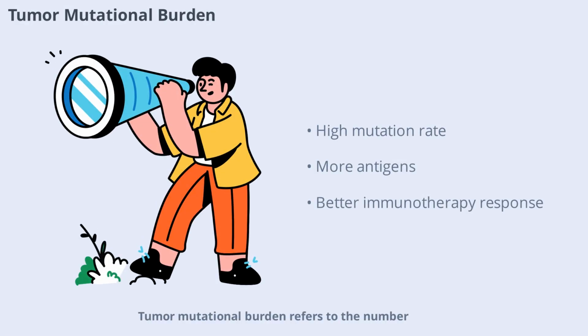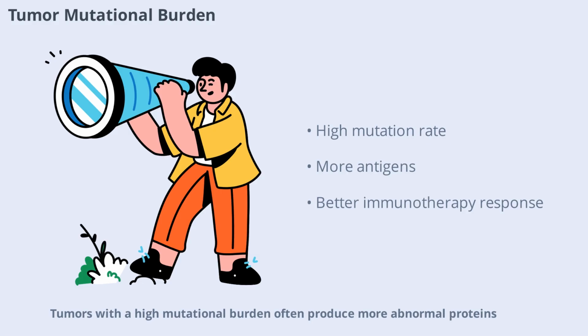Tumor mutational burden refers to the number of mutations present in a tumor's DNA. Tumors with a high mutational burden often produce more abnormal proteins, which can be recognized as antigens by the immune system. This makes them more likely to respond to immunotherapies, especially checkpoint inhibitors.